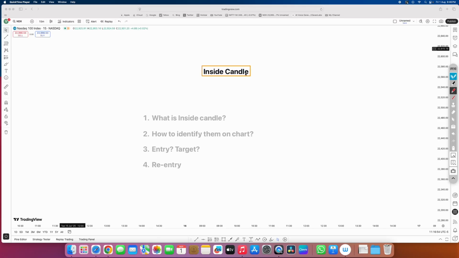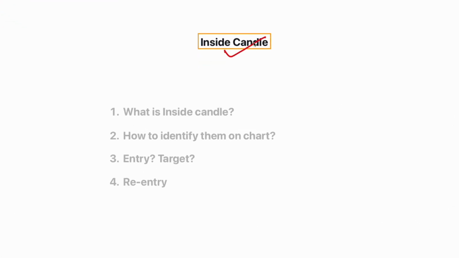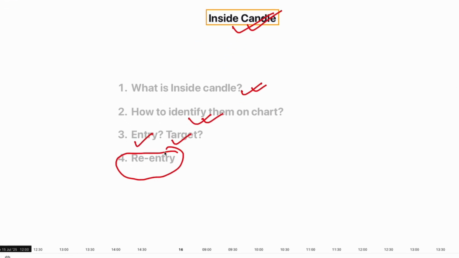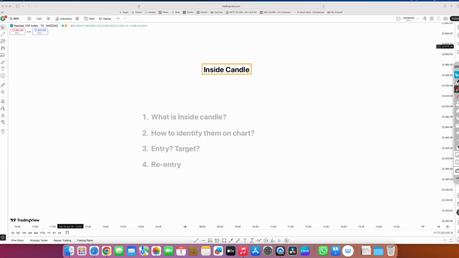Let us get some insight into the inside candle strategy. First, we'll learn what an inside candle is. Then, we'll identify them on chart. After that, we'll talk about entry and target. And finally, we'll see how you can re-enter the trade if your SL is hit and the market starts moving back in your direction again after taking your stop loss.